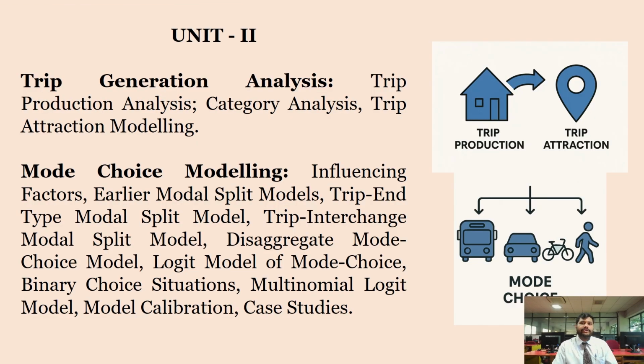Now, as you see, unit 2 deals with trip generation and mode choice: how trip production is analyzed, the categories of this, then how people are going to choose their mode, and what factors affect mode choice. Then we have different models for this. We'll be studying some of the models and some case studies in this.